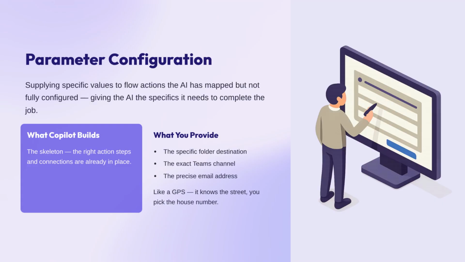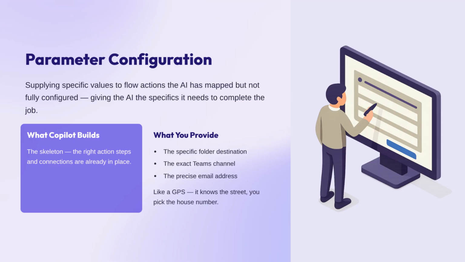This brings us to parameter filling. The technical documentation defines this as the process of supplying specific values and dynamic content to the properties of a flow action that the AI has mapped but not fully configured. In plain language, it is giving the AI the specifics.